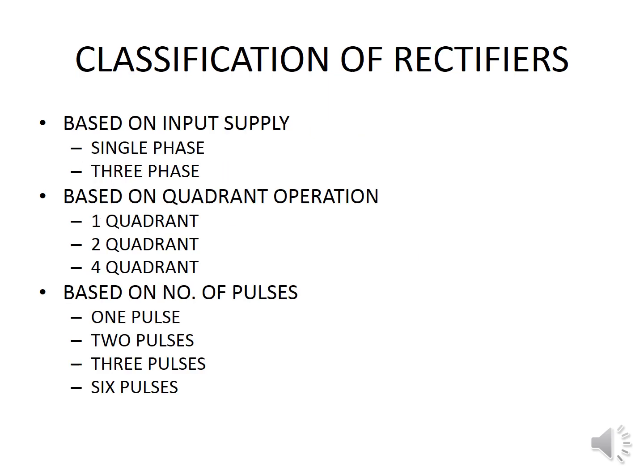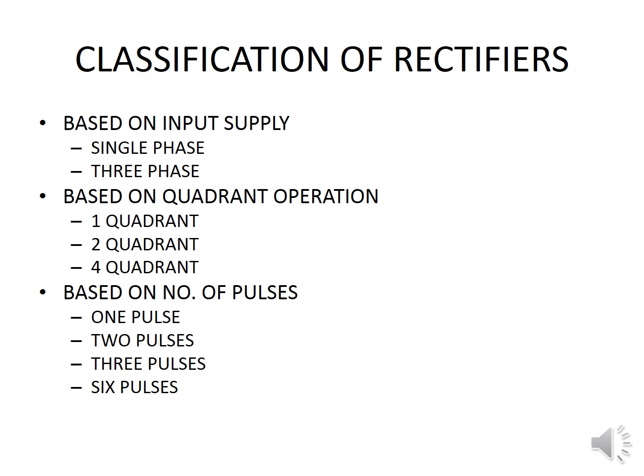Basically, rectifiers are classified based on three categories. First of all, based on the input supply, which are classified into single phase rectifier and three phase rectifier. Based on the quadrant operation, the rectifiers are classified into first quadrant converter or semi converter, two quadrant converter or full converter, and four quadrant converter or dual converter.